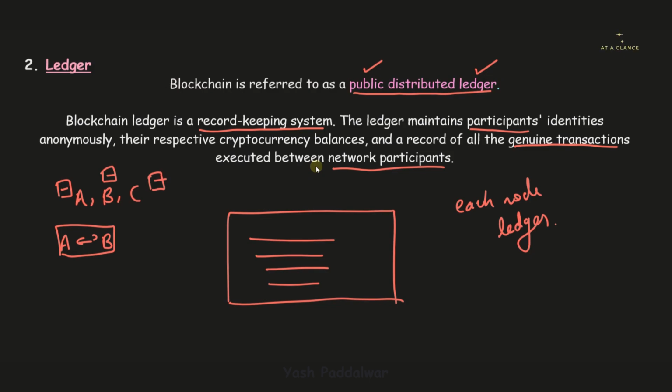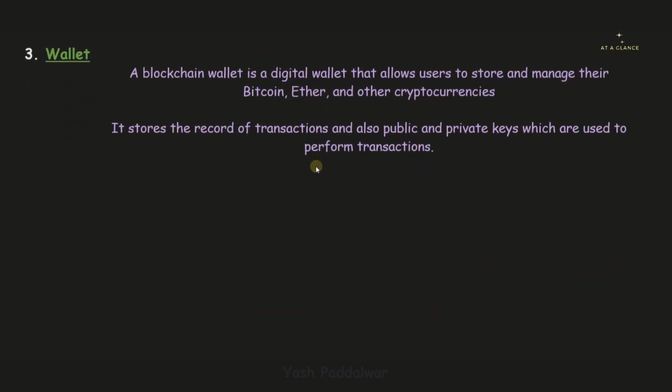Now, let's move on to the next component in the blockchain component list. So, the third component is wallet. By the term wallet, you might understand what exactly it is and how it would work. A blockchain wallet is a digital wallet that allows the user to store and manage their Bitcoin, Ether, and other cryptocurrencies. So, it's not about currencies, it's about cryptocurrencies. And with that, it also stores the record of transactions and also public as well as private keys which are used for performing the transactions.